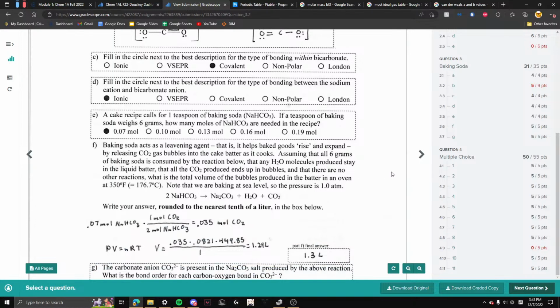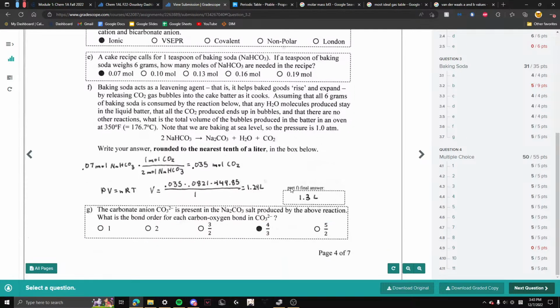Baking soda acts as a leavening agent. Write your answer rounded to. This is just unit conversions. So for every mole of NaHCO3 we add in, we get like half a mole of CO2 out because of the chemical formula. So we just convert and then do PV=nRT to find out how much gas you get.